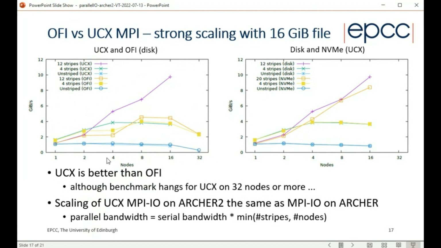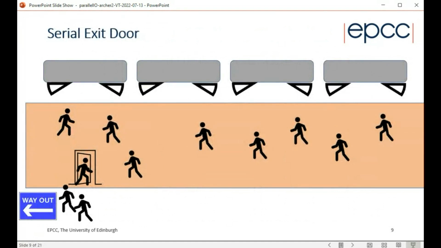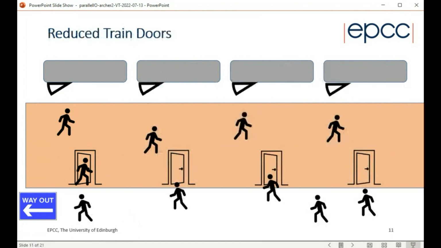First of all, you'll see if we have an unstriped file, which are these blue ones here, it doesn't matter how many nodes you run on. This is this situation here. Doesn't matter how many nodes you run on. If you have an unstriped file, you're limited by the bandwidth at which you can write to the disk.